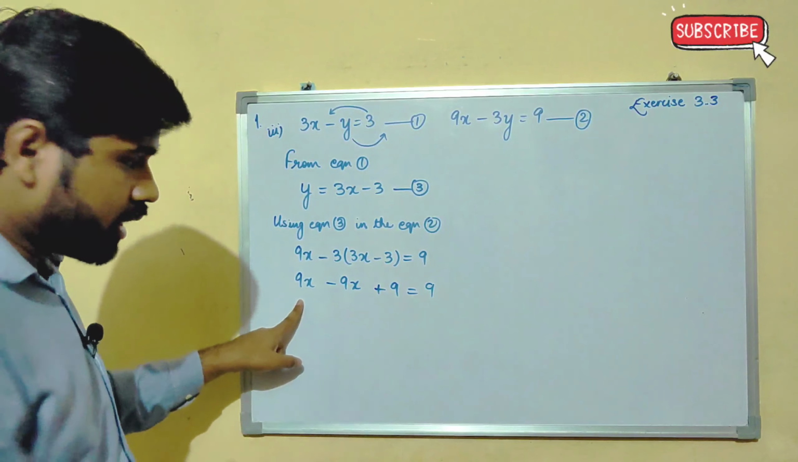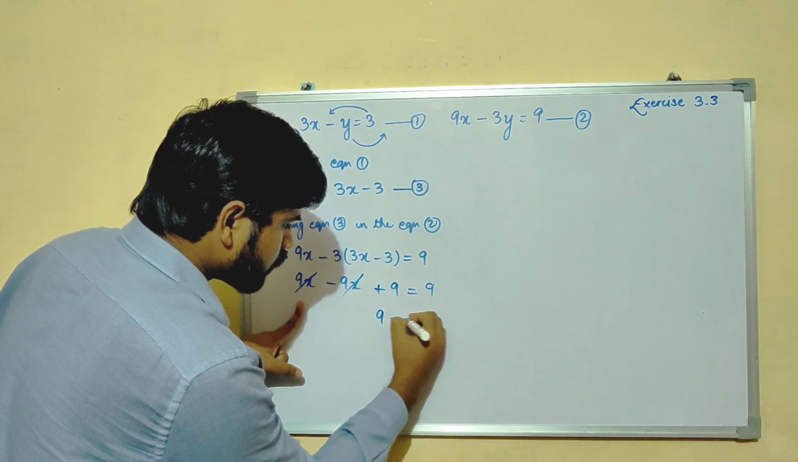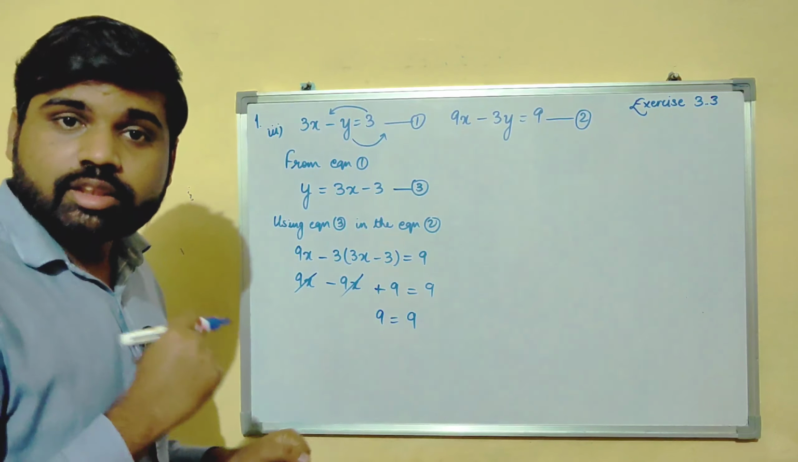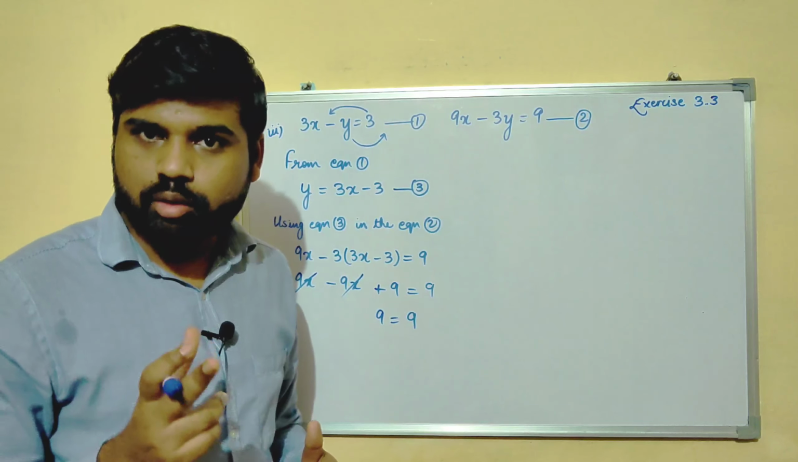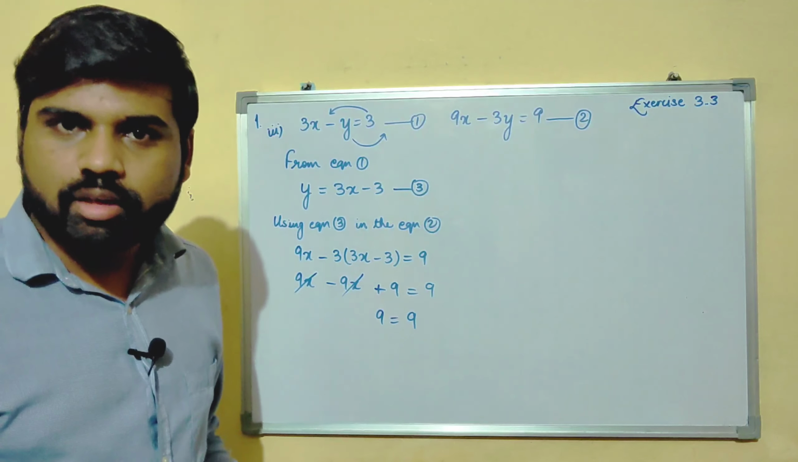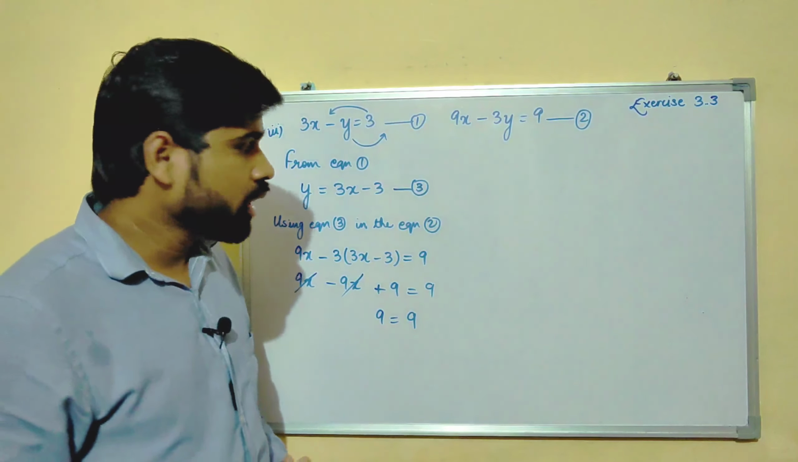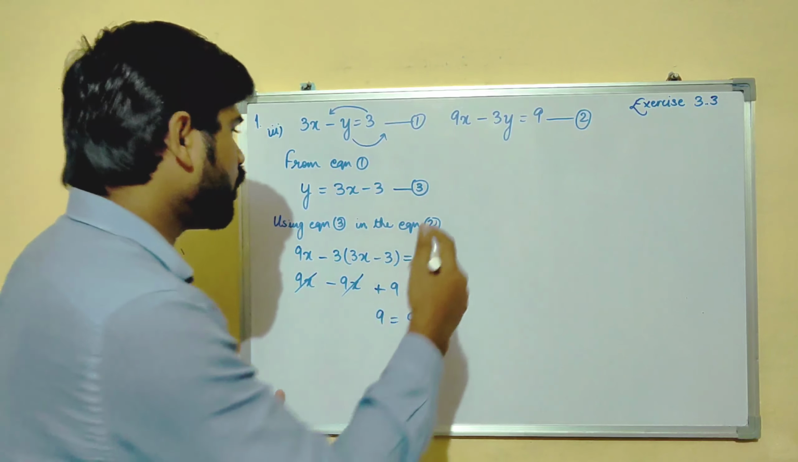You can see that this 9x will be cancelled. You will be left with 9 equals 9. So this type of question we did in the example also. 18 is equal to 18. Remember that? Yes. Now 9 equals 9 is true for any value of x and y. So you can say that there are infinitely many solutions.